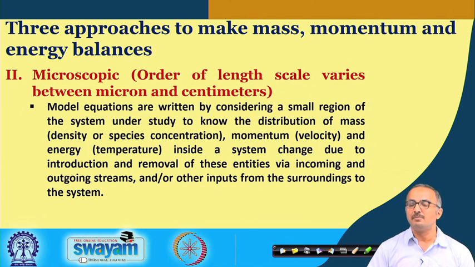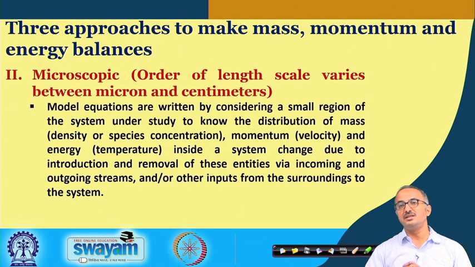When I say mass, mass here means that suppose a particular system has many species in a mixture form. So, we want to know how the various species are distributed within the system. That means how the concentration of each species varies within the system. Similarly, we can also know from the momentum equation how the velocity varies. From the energy equation, we can know how the temperature varies within the system.